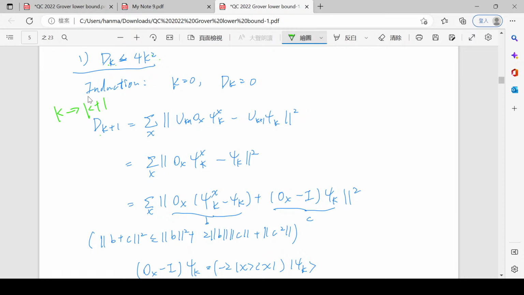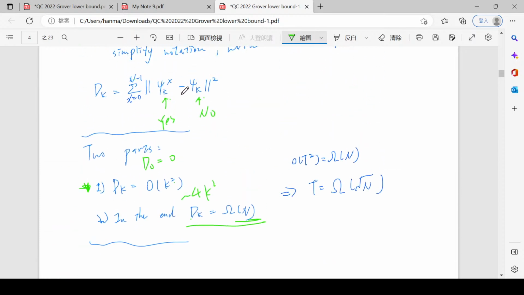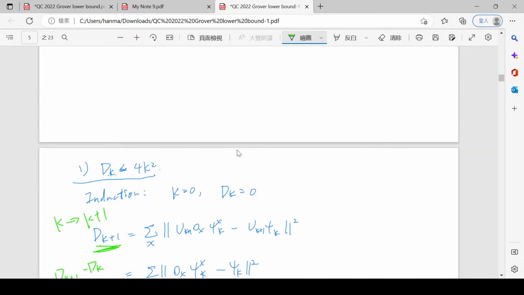Then what we need to do is calculate what d_{k+1} is, and we want to write this in terms of d_k. So we will calculate the difference between d_{k+1} and d_k, and we'll show this is not too big. Okay, so now it's just algebra time. So d_{k+1} is psi_x{k+1} minus psi_{k+1}.